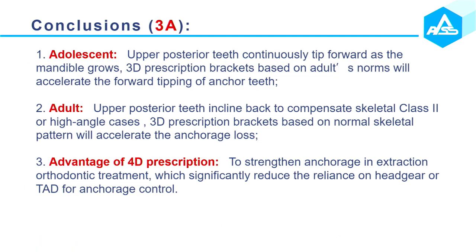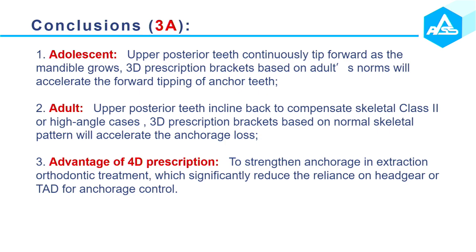Now, I give the conclusion. I summarize it in 3A. The first A is adolescent. Upper posterior teeth continuously tip forward as the mandible grows. 3D prescription brackets based on adult normal will accelerate forward tipping of anchor tooth or teeth.